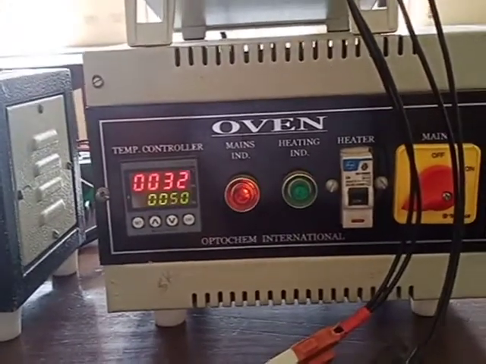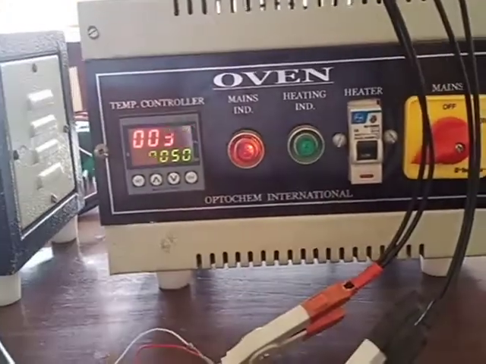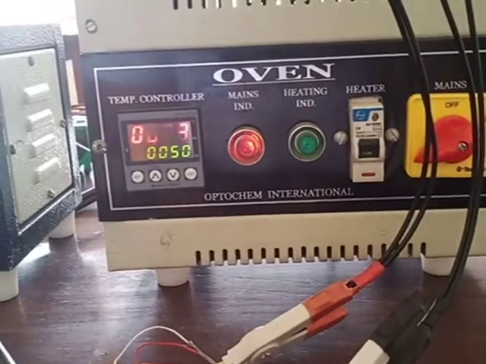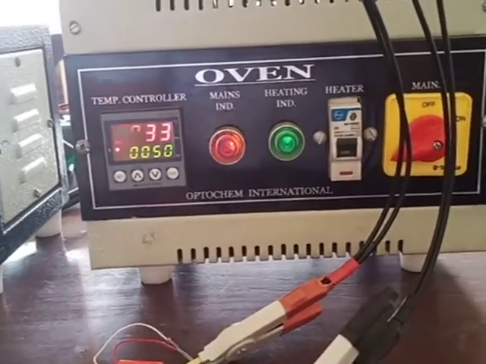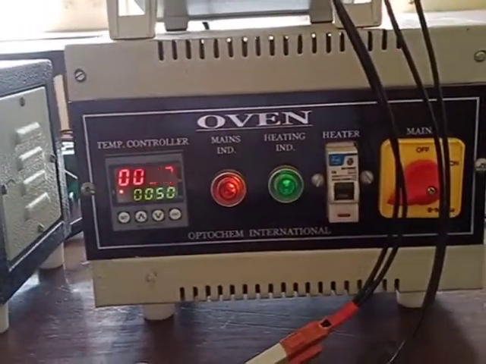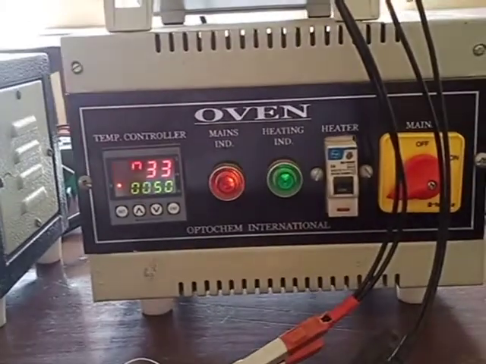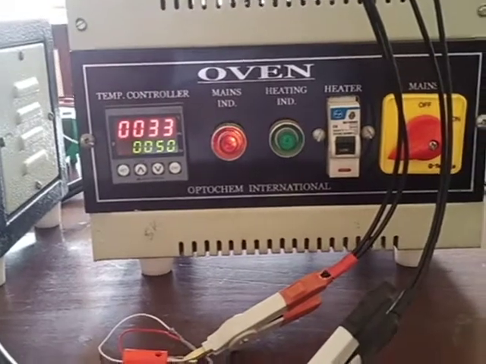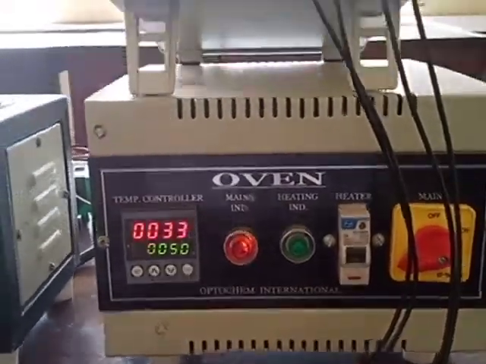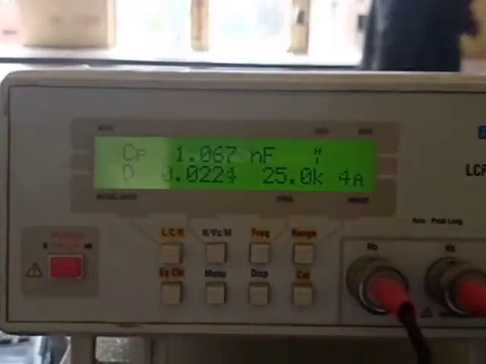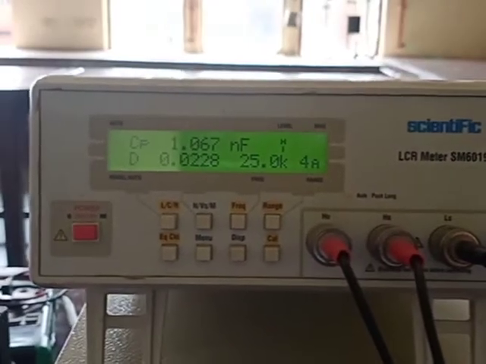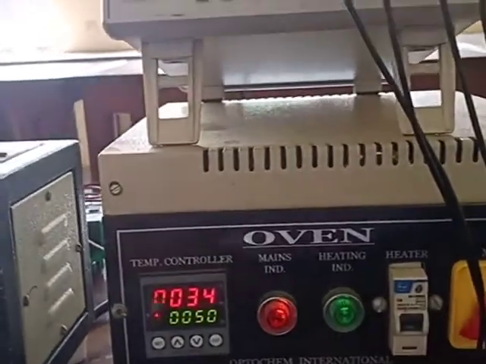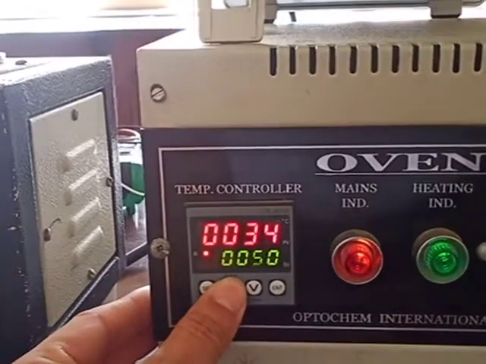So you can perform this experiment stepwise. You can increase the temperature by 5 degrees, and when the system gets established, okay, you can wait for 1 or 2 minutes when the temperature reaches 50 degrees, and then you note down the value of the capacitance from the LCR meter. Alright, similarly next time we'll increase the temperature again by 5 degrees.